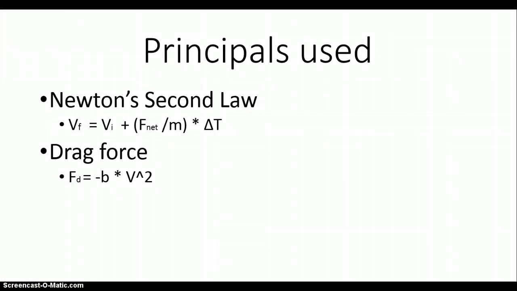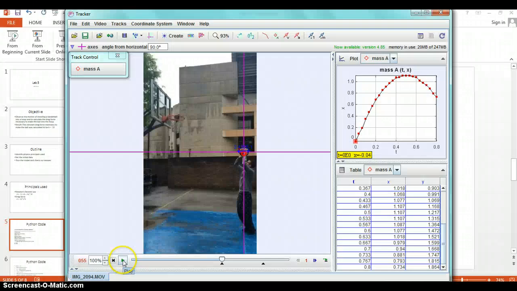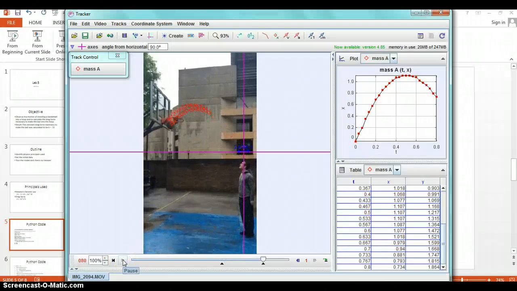The principles I used in this lab were Newton's second law, which states that final velocity equals initial velocity plus the total net force acting on the system over the mass times the change in time. The other principle I used was drag force, where the force of drag equals negative b, which is the force constant, times velocity squared. Here's the video I recorded and tracked.